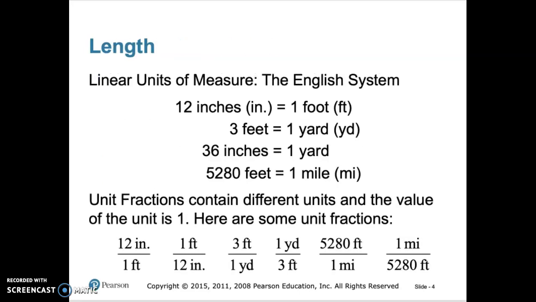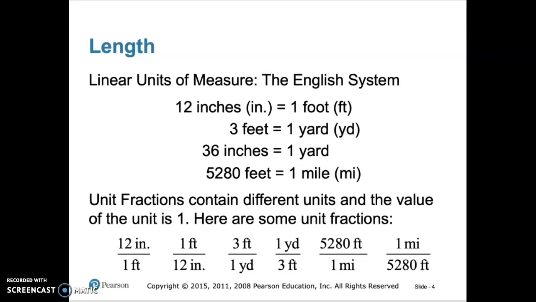Okay, so let's start talking about length. In what we're calling the English system, this is the measures that we use. We use feet and inches and yards and miles and things like that. We don't use meters and kilometers. We're quite familiar with 12 inches is 1 foot. We look at a ruler, and there's 12 inches on a ruler. We know that that's 1 foot. If I look at a yardstick, that's 3 rulers put together. That's 3 feet is equal to 1 yard, or 36 inches.